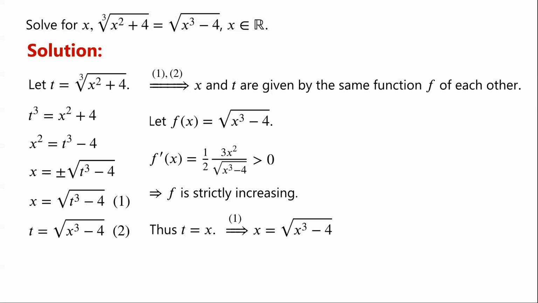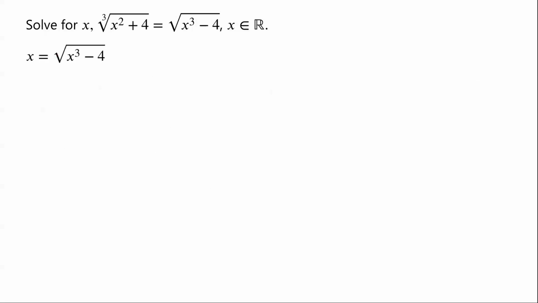Now substitute t equals x in 1. We have x equals root of x cubed minus 4. Square both sides of the equation, and rearrange the equation. We have x cubed minus x squared minus 4 equals 0. We use the factorization method to solve this cubic equation.